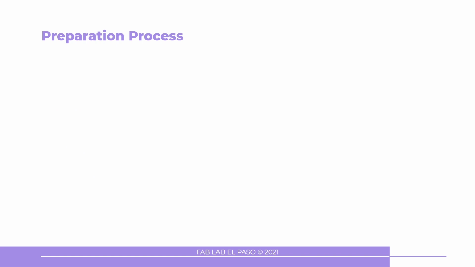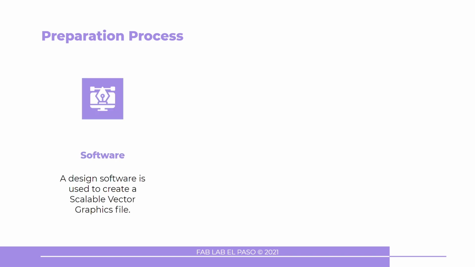When we are thinking of creating a design and using a machine to make it physical, we first have to start off with step number 1, which is the design itself. We will need to use a design software, and in the design software, we will be designing our own scalable vector graphics. In this case, we will be using Inkscape.